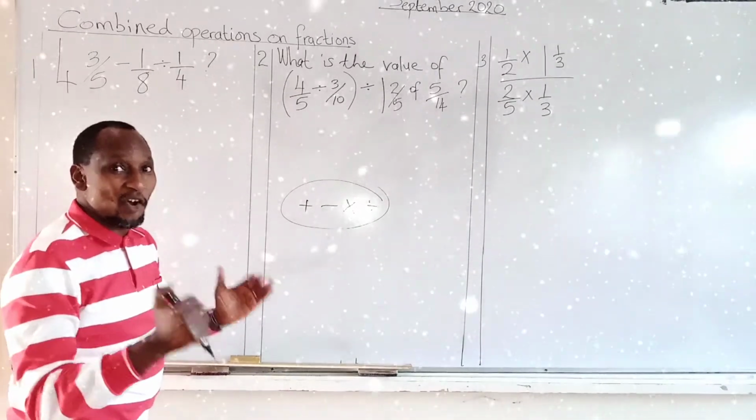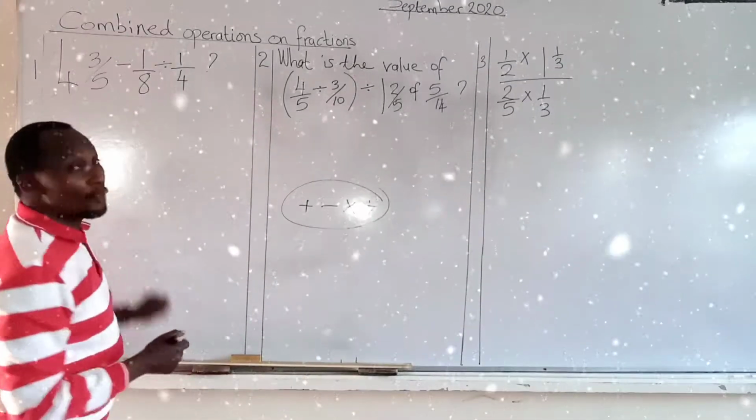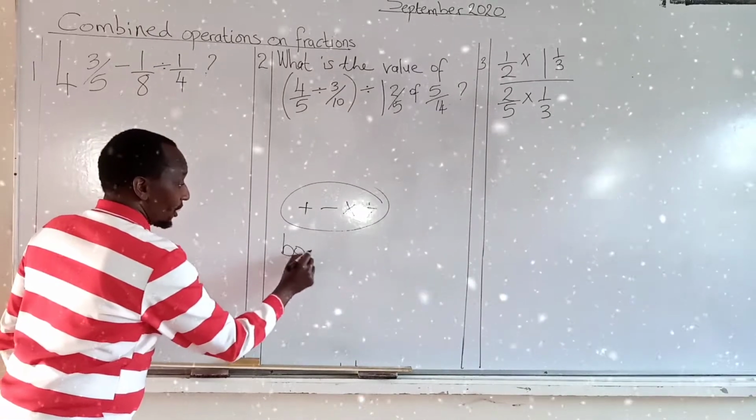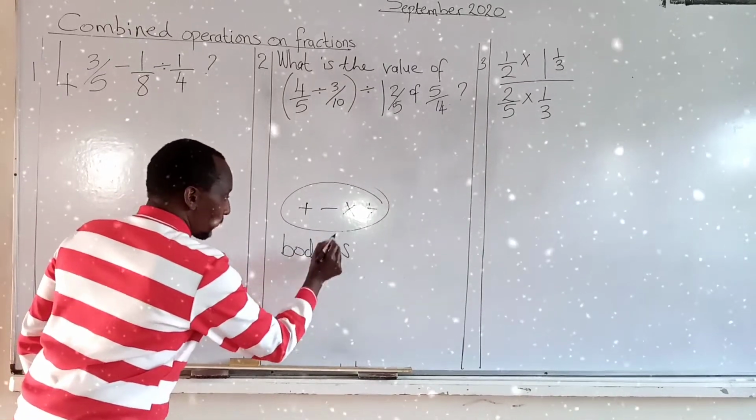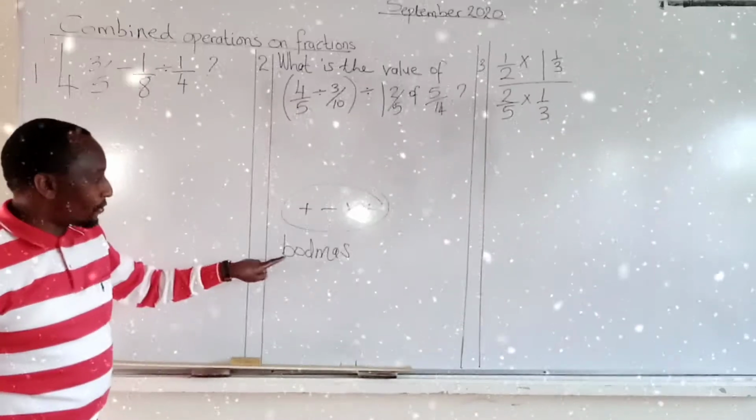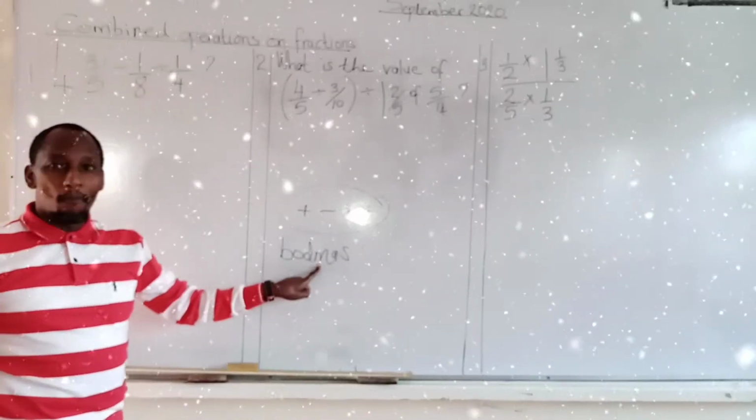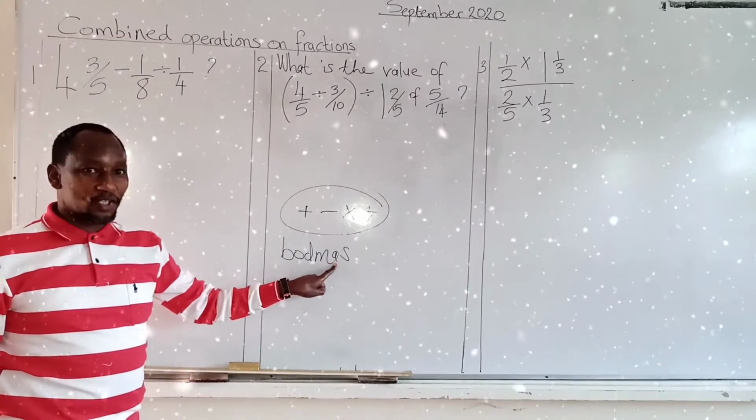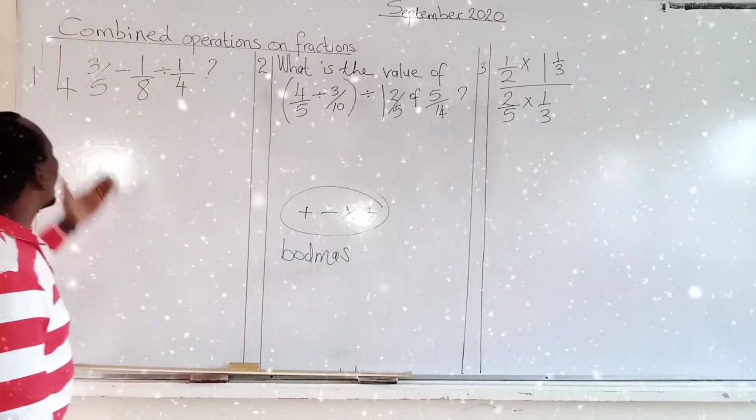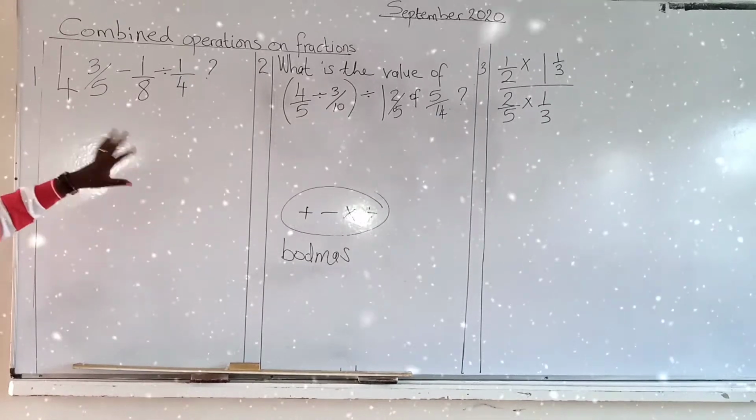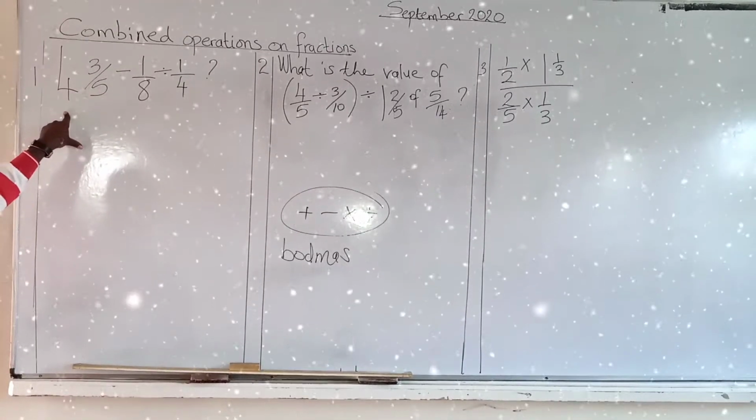And we have a certain order that we follow when you're dealing with a question that has more than one operation. And that order is BODMAS. I know you know, we're just reminding ourselves: bracket, of, division, multiplication, addition, and then subtraction. So we have this example on the board. We have three examples, and then we're going to look at the first example.